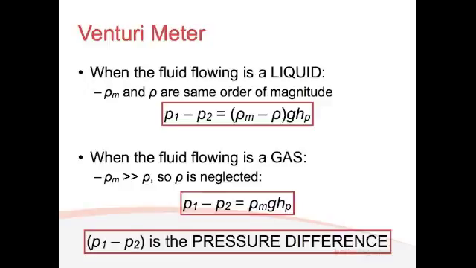And we know that P1 minus P2 is known as the pressure difference. So if the question is asking, what's the pressure difference around the throat, or between the throat and the pipe, then this is what you're looking for, P1 minus P2.